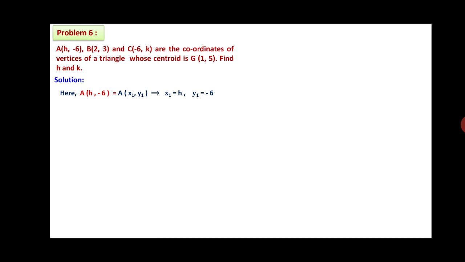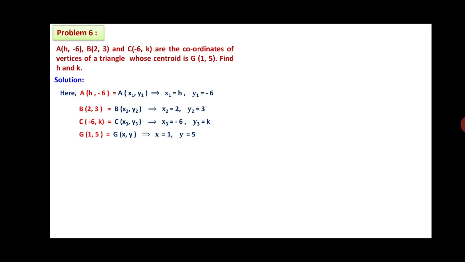Here, what are the things given, that we will write first. A(h, -6) which will be equal to A(x1, y1). So x1 is h and y1 is -6. B(2, 3) which will be B(x2, y2). Here x2 is equal to 2 and y2 is equal to 3. Then C(-6, k), C(x3, y3), which will be x3 is -6 and y3 is k. And G(1, 5) where G(x, y) which would be x is equal to 1 and y is equal to 5.